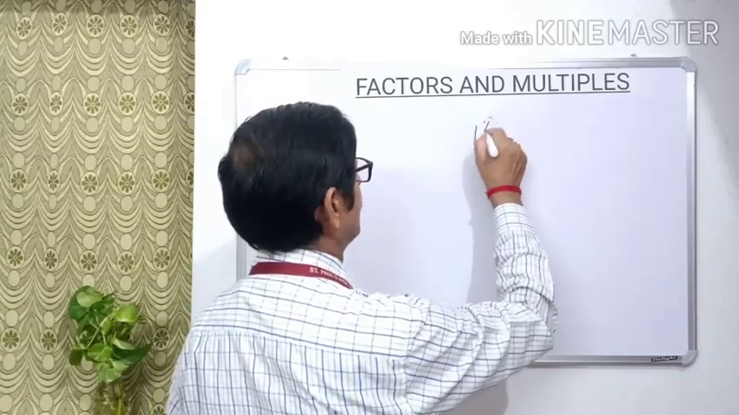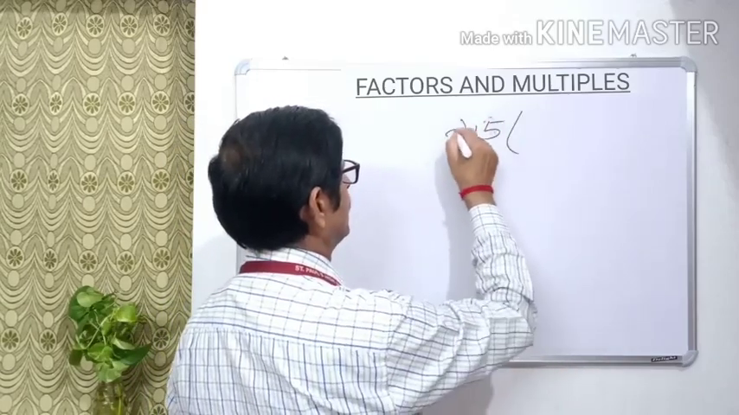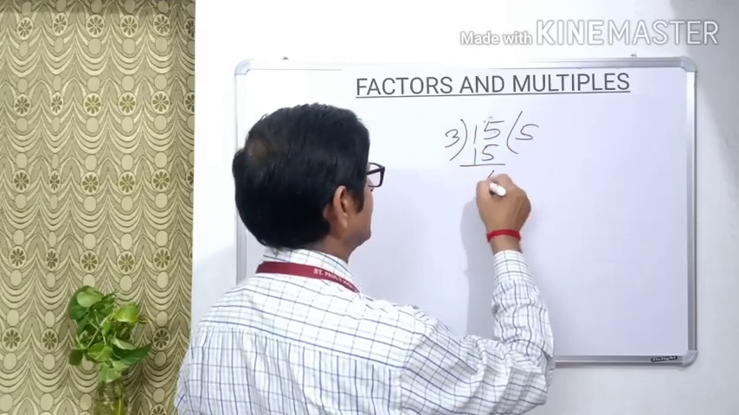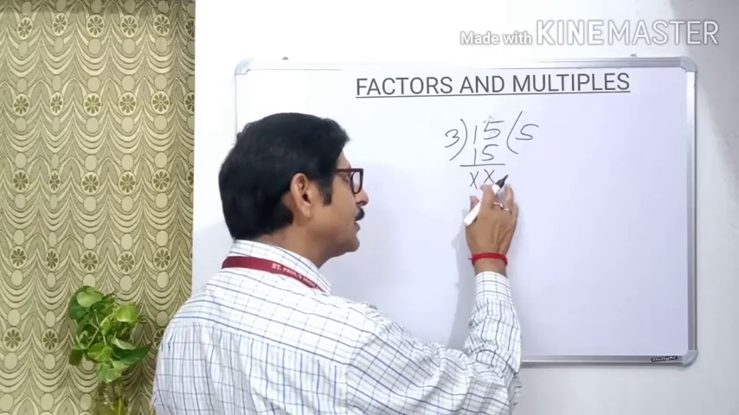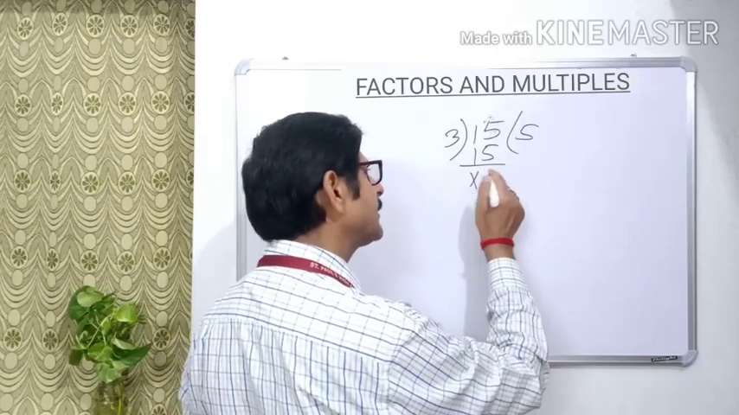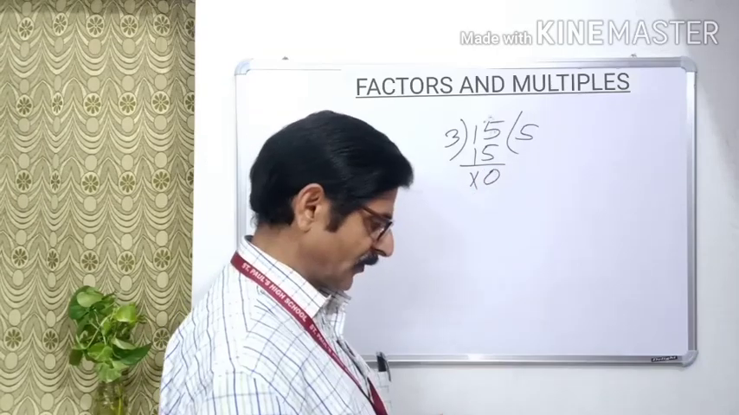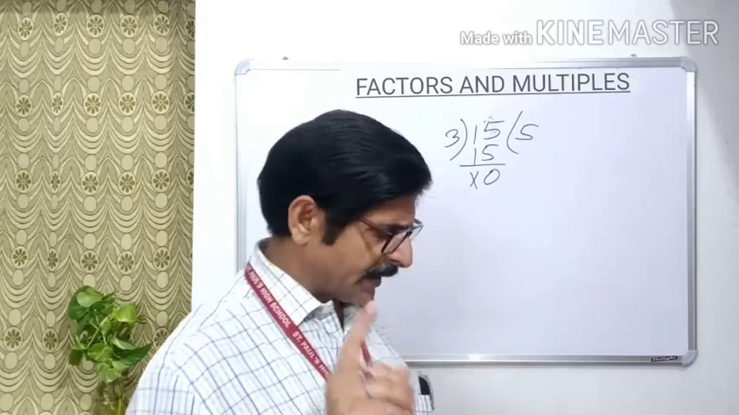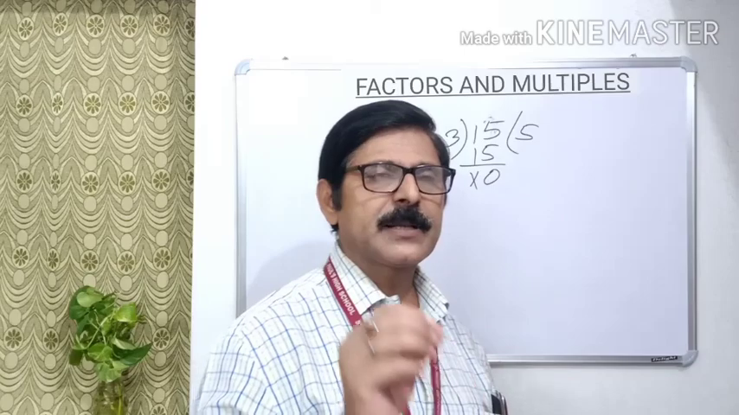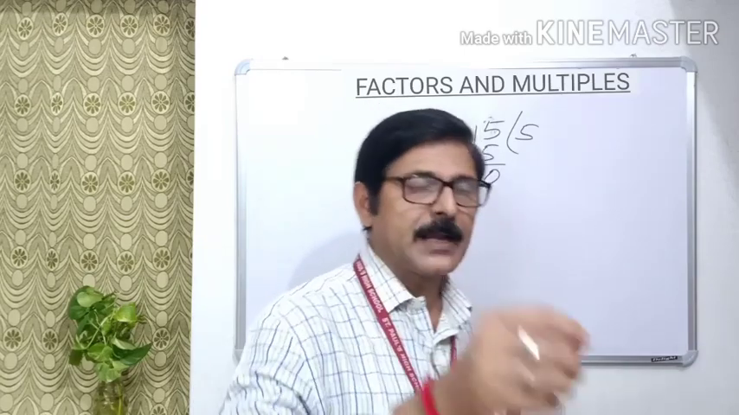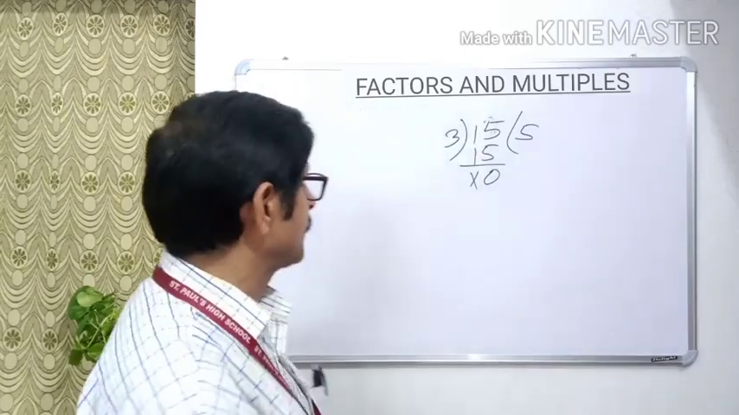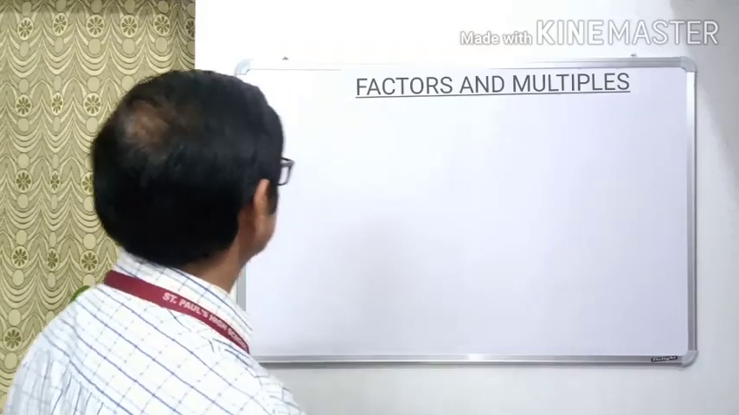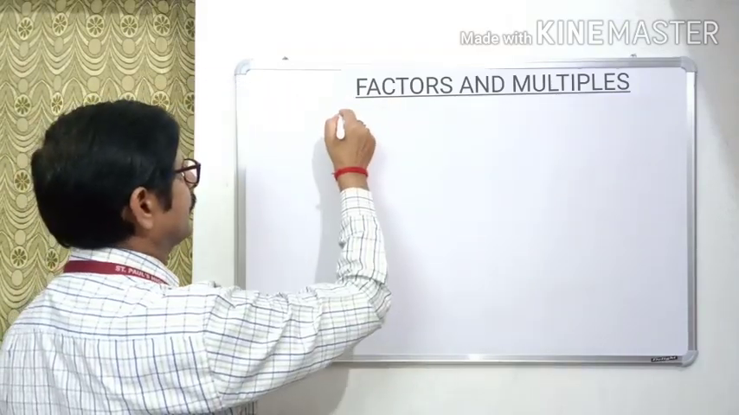3 divides 15 exactly, that is, leaves no remainder, or you can say leaving remainder 0, all the same. So the factors of a number divide the number exactly, and that we are going to learn to write. Let us take numbers from 1 to 10.